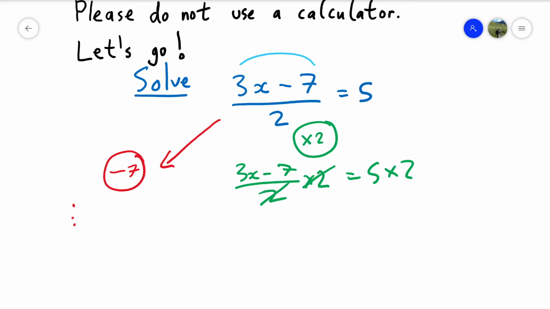Remember when you times, you just times everything you can see. And in this case, you've got a fraction here, which is one thing. A fraction is one thing. And then you've got 5, so that's what happened there. Right, which means you've got 3x minus 7 equals 10.